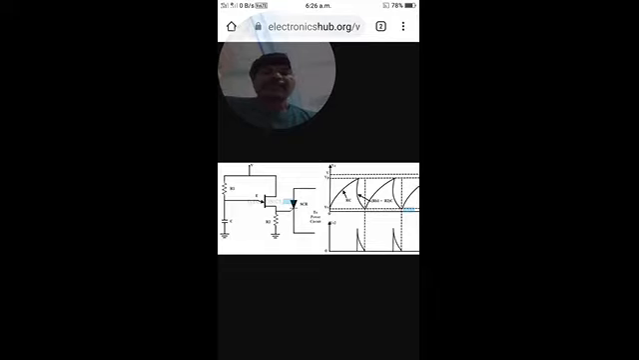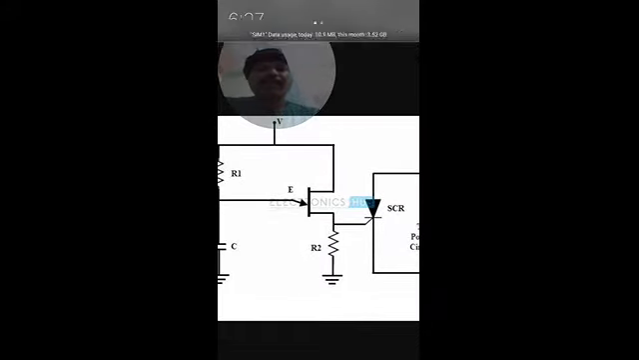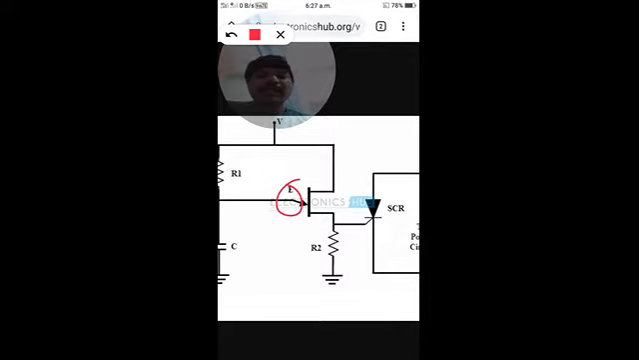So UJT, unijunction transistor. It consists of a unijunction which is formed between the emitter and base 2. This is the unijunction formed between the terminals emitter and B2. A junction is formed between the emitter and base 2, and we have a voltage across this junction, that is VD.